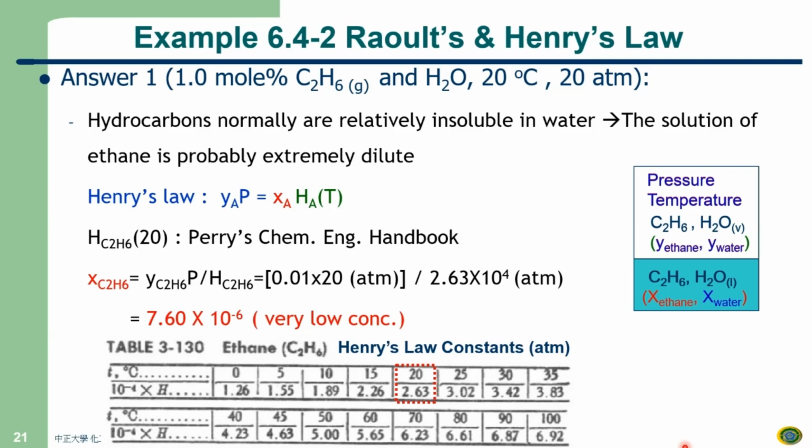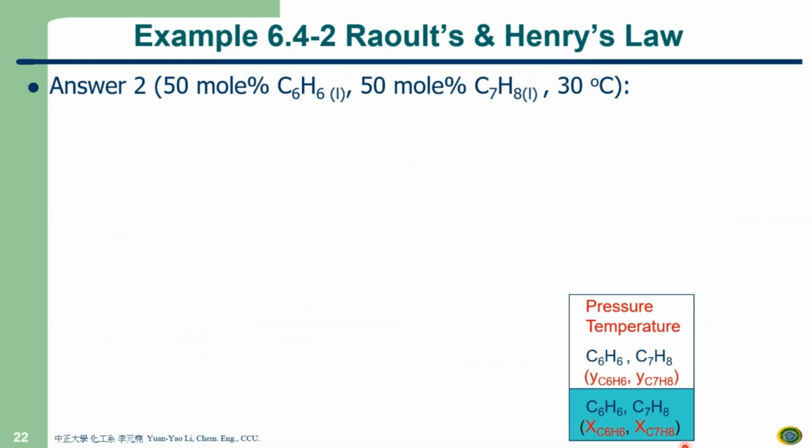Okay, so you found the answer. Question 2 here is that another condition is that you have 50, 50, C6H6, which is benzene, and toluene. So you have this system here. You know that this is liquid, so you know the molar composition, X of C6H6 and X of C7H8. According to this, you know this one.